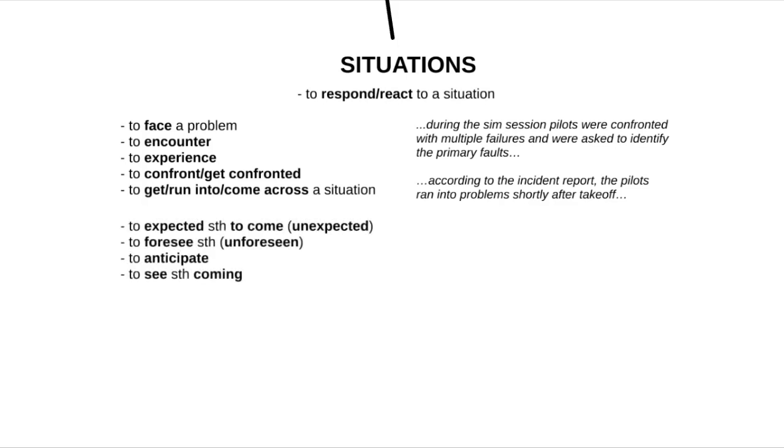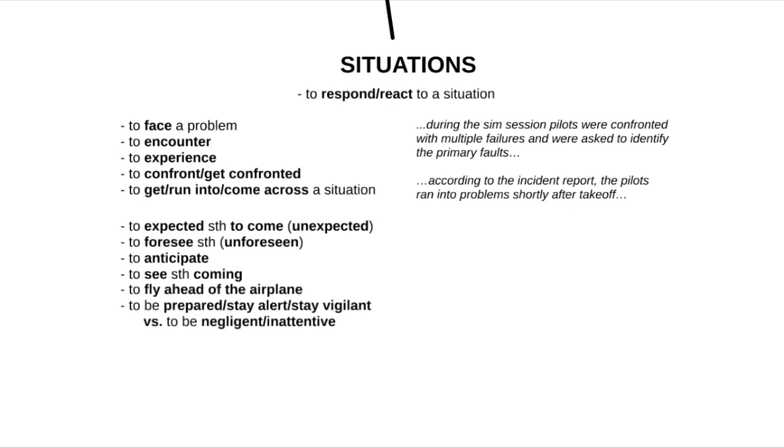If smart enough, we expect an unpleasant situation to come, or we foresee it, we anticipate it, or see it coming. A cliche thing to say is that when pilots are able to do that, it means that they're flying ahead of the airplane. Or you may simply use to be prepared, to stay alert, to stay vigilant for possible dangers and difficulties, as opposed to staying negligent or inattentive.